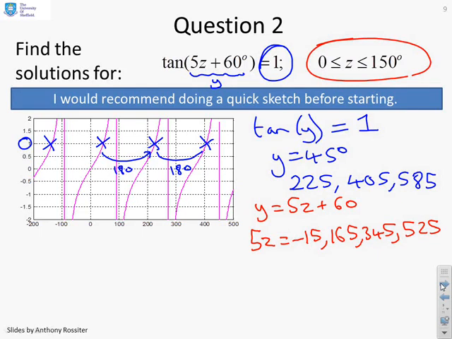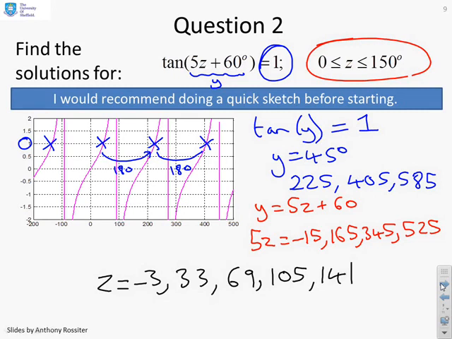And then finally, of course, I can solve for z. So z must be minus 3, or 33, or 69, or 105, or 141. Now as it happens, I can see that the gaps between each of these is 36. So if I wanted another one, it's going to be 141 plus 36. But the limit that I need is 150. So I don't need to go any higher than this.